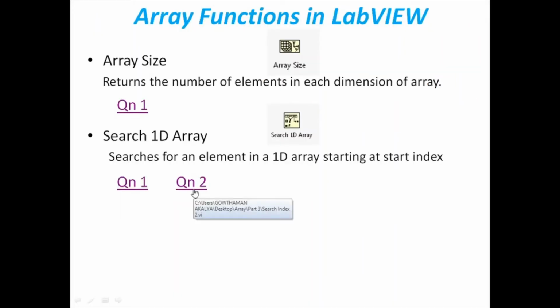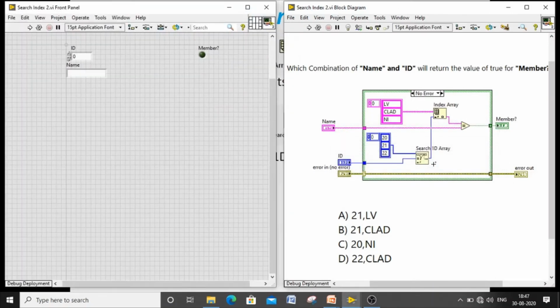The second question in Search 1D Array is related to the 2017 pattern. In this question, which combination will make the boolean indicator true? Let me try with 21. You have to type it in the LV ID, and the name should be typed as LV in the name control. Please follow the lowercase and uppercase, because LabVIEW follows the cases strictly. Now let me try it.